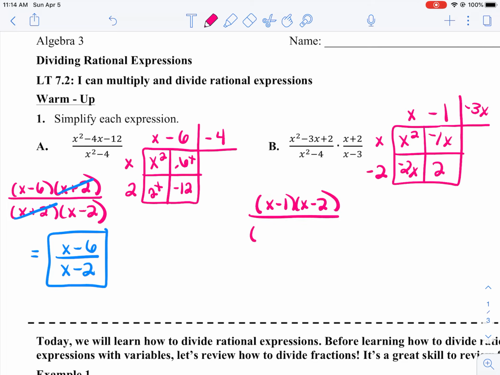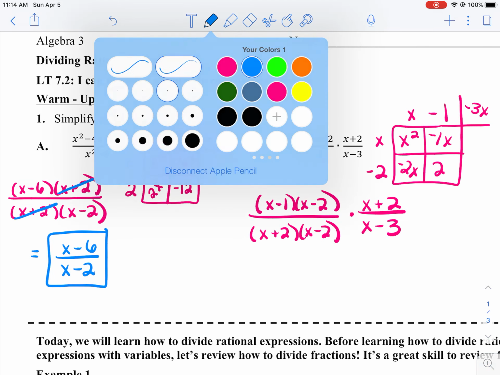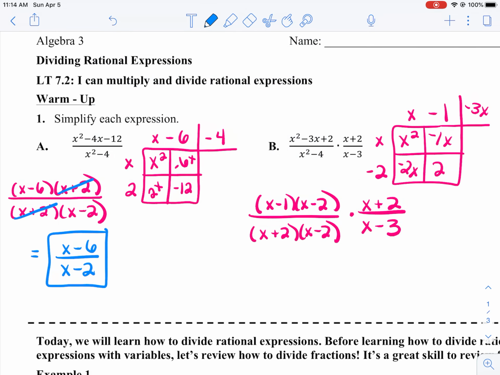Then we see that difference of squares again. x squared minus 4 is x plus 2 times x minus 2. Don't flip anything. When we're multiplying, we keep everything in the same order. So we have x plus 2 over x minus 3. We are allowed to cross things out diagonally. Notice we have an x minus 2 here and an x minus 2 here. We have an x plus 2 and an x plus 2. So on the top, we're left with x minus 1, and on the bottom, we're left with x minus 3.